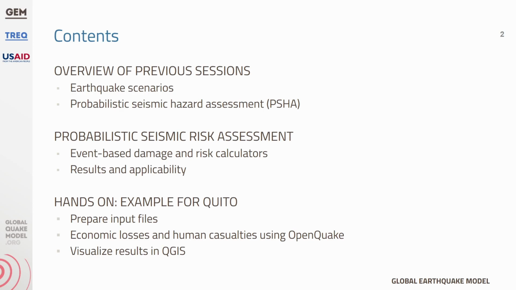We will then continue talking about the different OpenQuake calculators for probabilistic risk, the type of results that we can estimate with these calculators, and their applicability. Then we will move on to a hands-on example for Quito. This will be done in a different video session, where we will see how to prepare the input files, how to estimate economic and human casualties using the OpenQuake engine, and how to visualize the results in QGIS using the QGIS plugin, as we have seen in previous sessions.